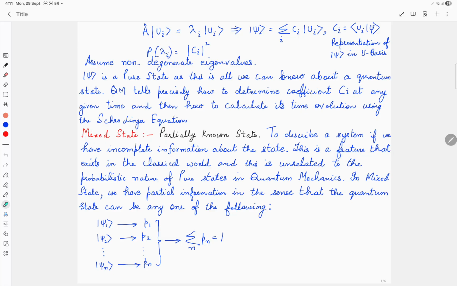So this is a feature that exists in the classical world, and this is unrelated to the probabilistic nature of the pure states in quantum mechanics. In a mixed state, we have partial information in the sense that the quantum state can be in any one of the following states: ket psi 1, ket psi 2, ket psi n, with these probabilities, and the sum of the probabilities will be equal to 1. Whereas in the case of a pure state, the system will be in only ket psi state, not like ket psi 1, ket psi 2 and ket psi n.